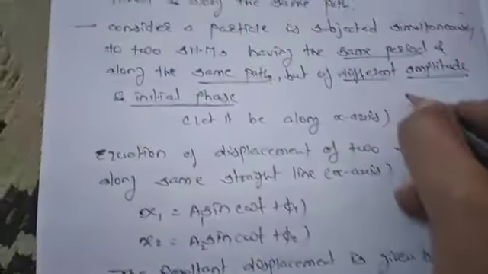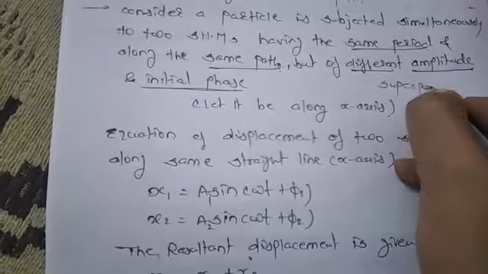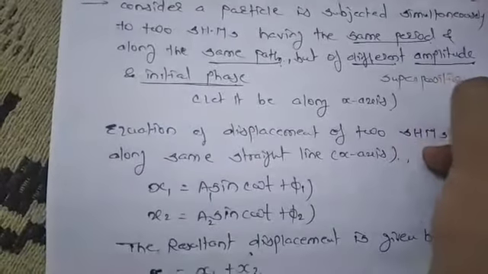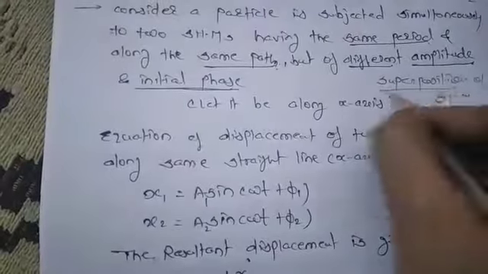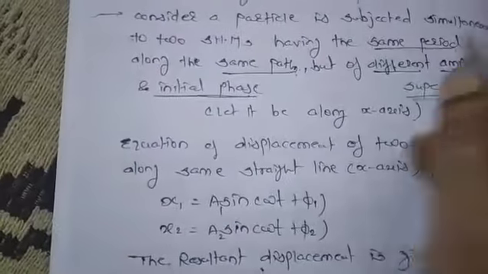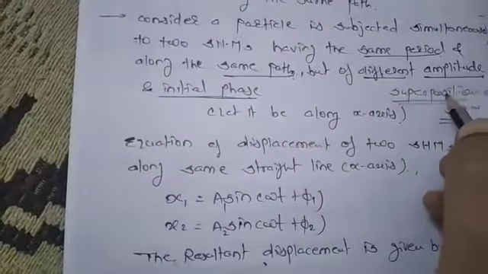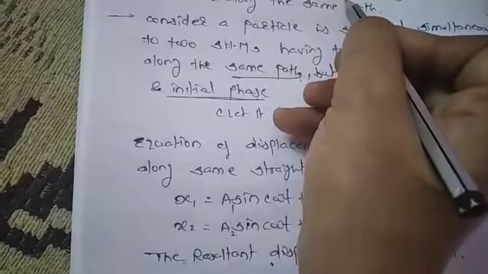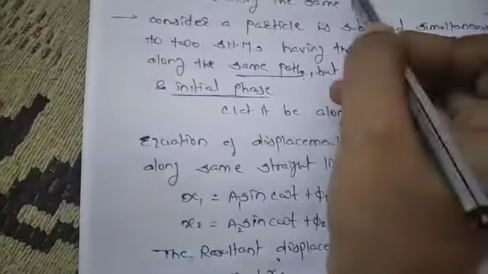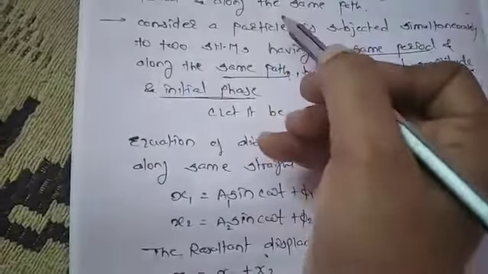So we can say it is the superposition of SHM. In the next chapter we will see the superposition theorem. It is about the waves. SHM is not a wave, but the superposition of two SHMs, that is the composition of two SHMs, having the same period and they are along the same path.